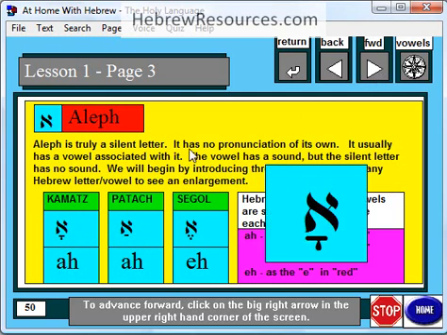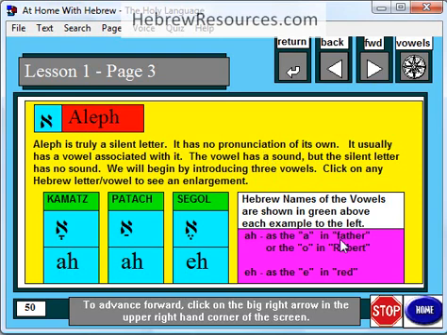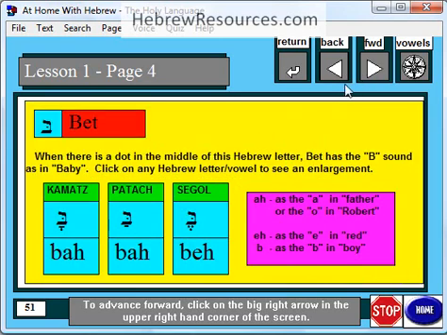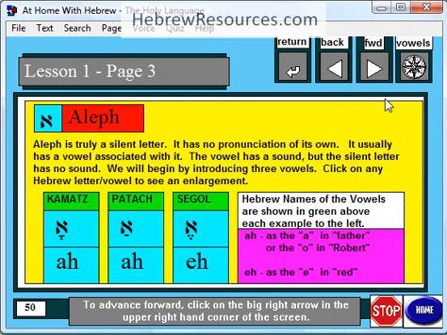Okay, so ah is in father, or o is in Robert, and the e is in red. And some people would also say the e is in raid. So e or a for segol. And now our second letter, oh, by the way, let me go back to aleph. Aleph is sometimes called a guttural letter. It actually is a consonant in Hebrew. And perhaps, thousands of years ago, it may have had some kind of slight sound to it. But over the centuries, it basically has become a silent letter, which, of course, we don't have too many things like that in English.